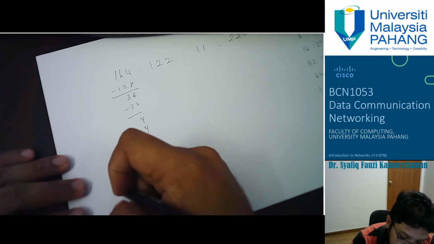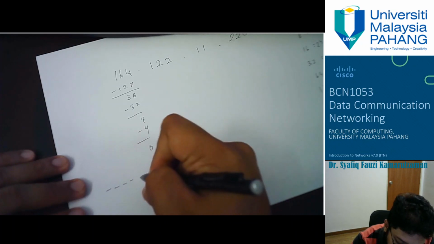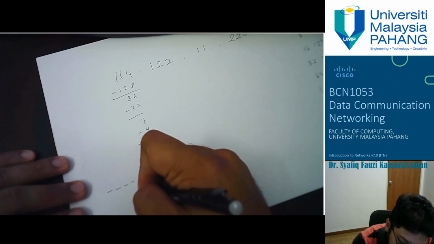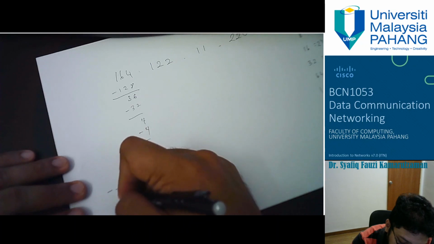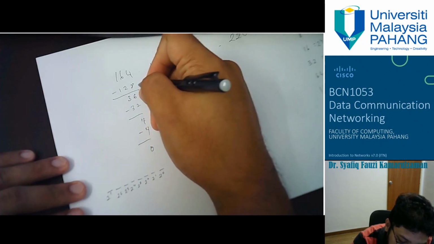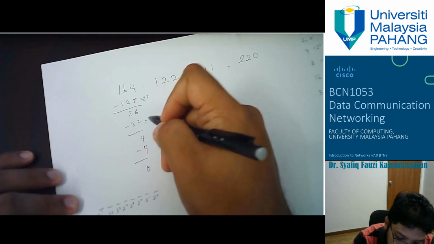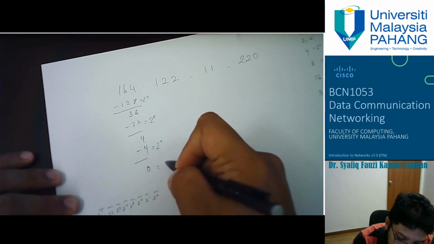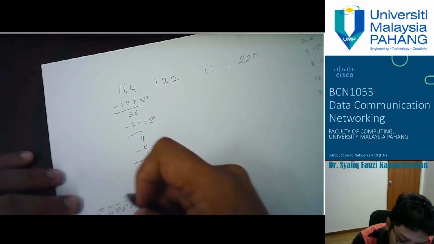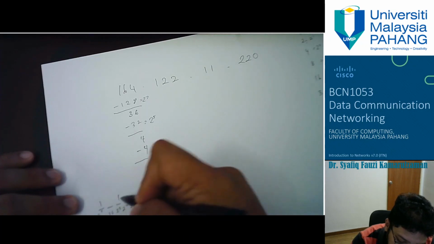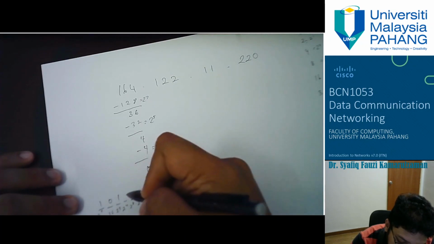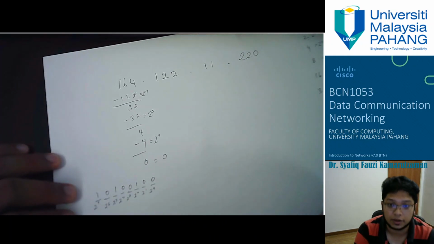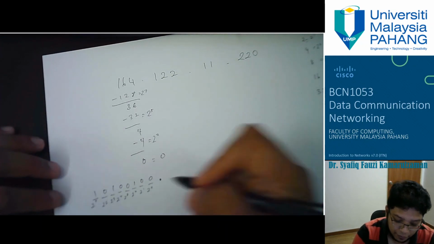So let's draw the boxes: 2 power of 0, 2 power of 1, 2 power of 2, 2 power of 3, 2 power of 4, 2 power of 5, 2 power of 6, 2 power of 7. So this one is 2 power of 7, this one is 2 power of 5, this one is 2 power of 2, and this one is 0. So 2 power of 7 is 1, 2 power of 5 is 1, 2 power of 2 is 1, so the remaining ones are 0. Okay, so you got the first octet for the IP address.